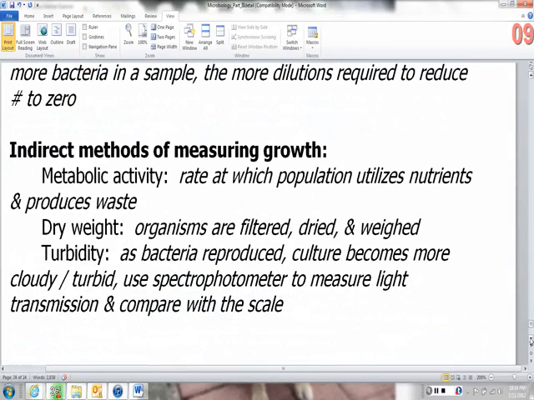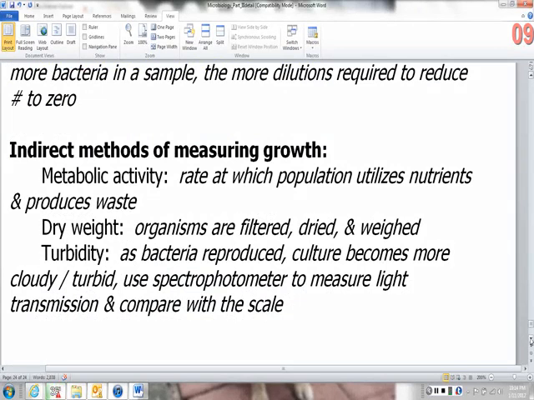Indirect methods may be used, such as a measure of metabolic activity. Here, growth is inferred from the rate at which the population utilizes nutrients and produces waste. The dry weight of the organisms, which are dried, filtered, and weighed, may be used to estimate their quantity.